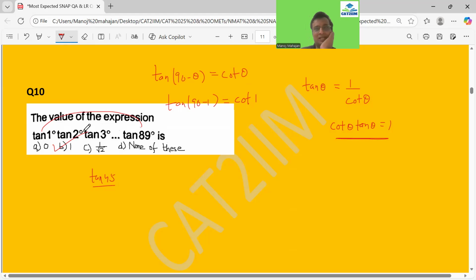I hope you're able to understand that pairwise. First and the last multiplication would give me 1. Second and the second last multiplication would give me 1, and so on. And the middle term is tan 45, which would be 1 again.